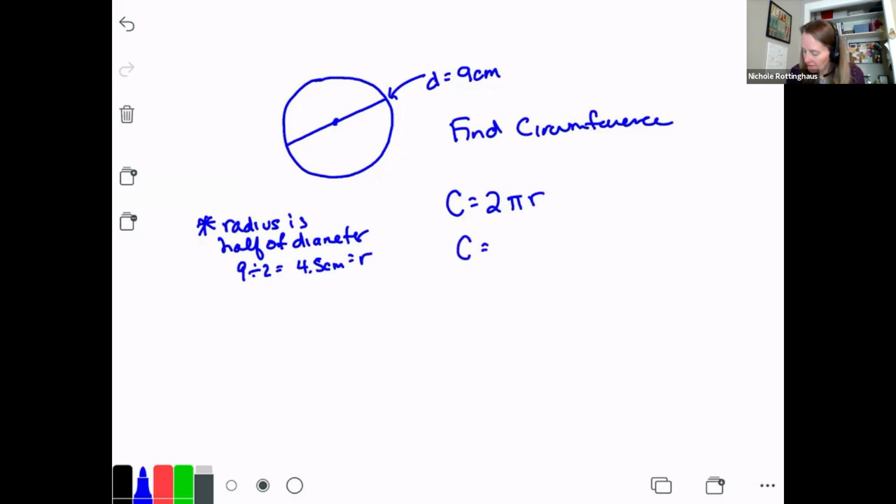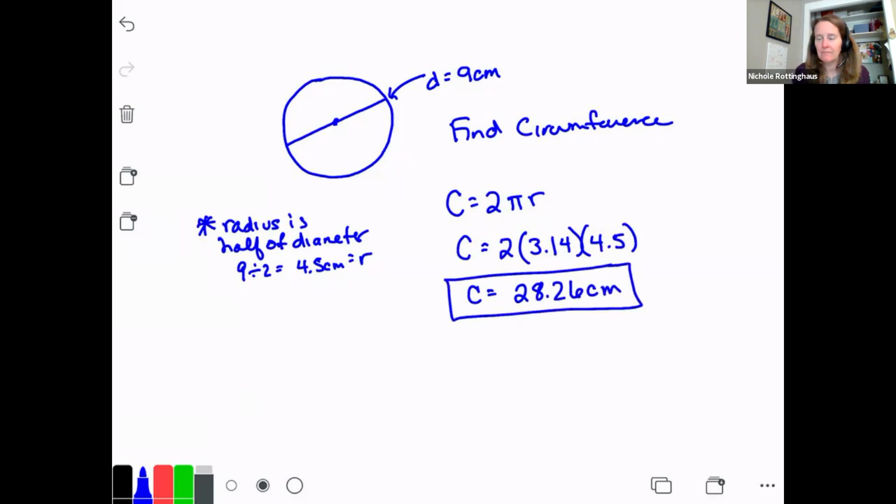So the circumference is 2 times pi, which is 3.14, times the radius, which is 4.5. And then if I plug that into my calculator, I did 2 times 3.14 times 4.5, and I got 28.26 centimeters. And that's the answer. Okay, so there's a couple examples of how to find the circumference of a circle when you're given either the radius or the diameter.